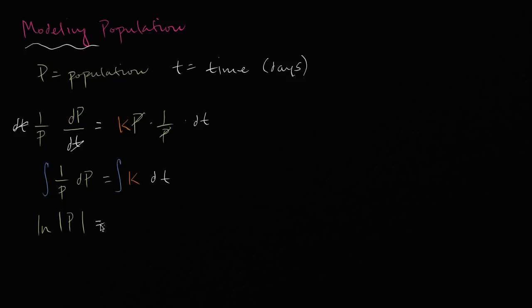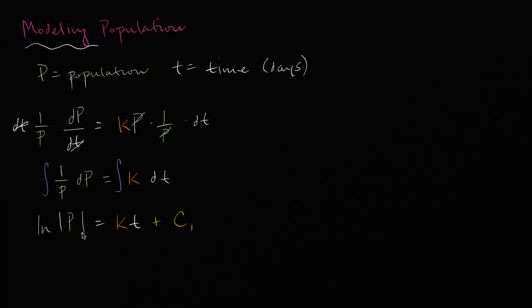So we could just say that's going to be equal to k times t plus some constant, I'll just call that C1. Once again, I could have put a plus C2 here, but I could have then subtracted the constant from both sides, and I would just get the constant on the right-hand side. Now, how can I solve for P?